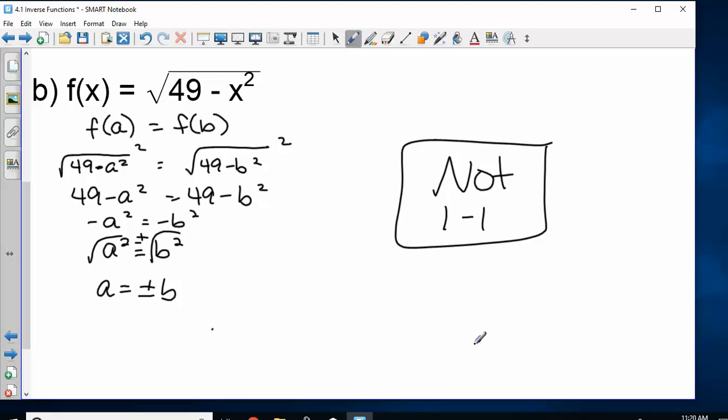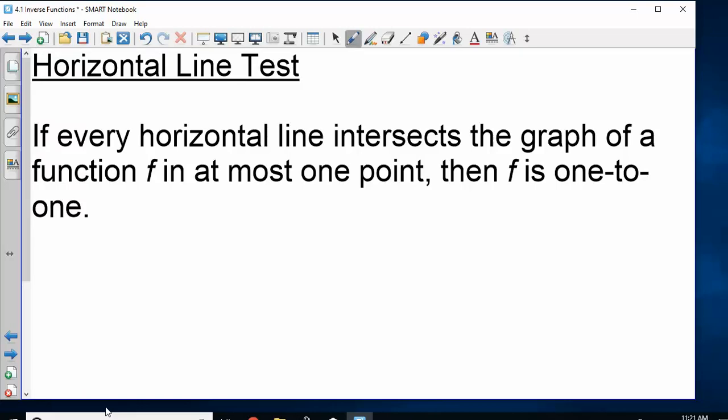So the algebraic method, we can do it, but it's usually not anybody's favorite. We can also tell if things are 1 to 1 by looking at the graph. If it's a function, x doesn't repeat, so that means the graph passes the vertical line test. If it's 1 to 1, y can't repeat, so it has to pass the horizontal line test. So if every horizontal line only hits the graph in at most one spot, it's 1 to 1.